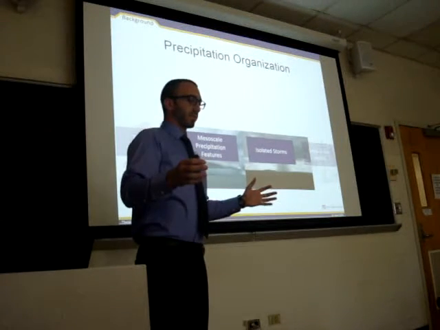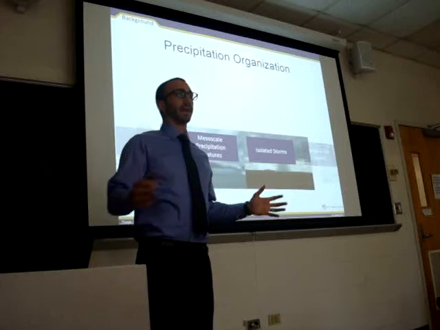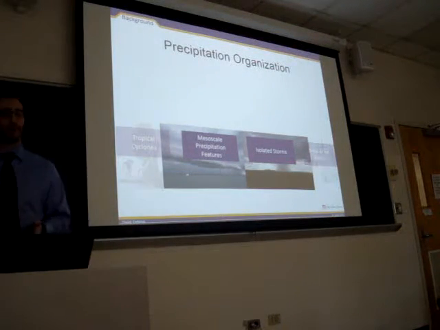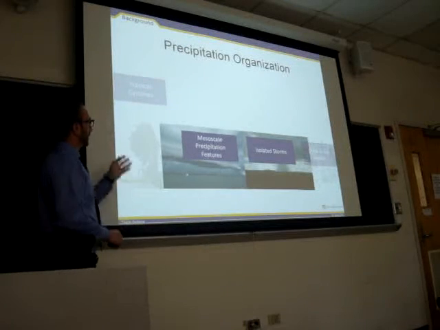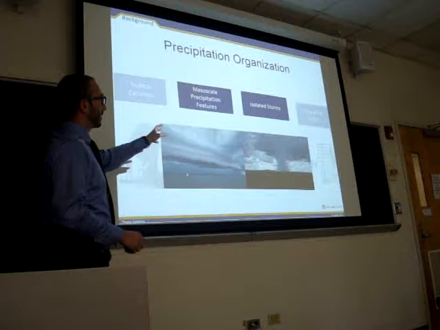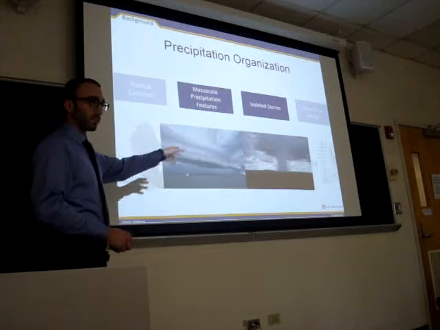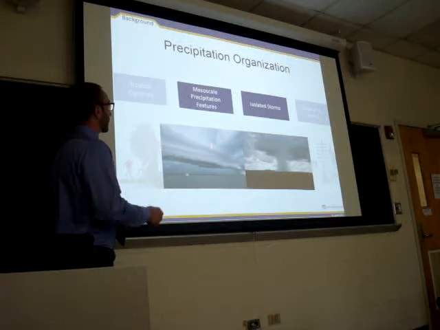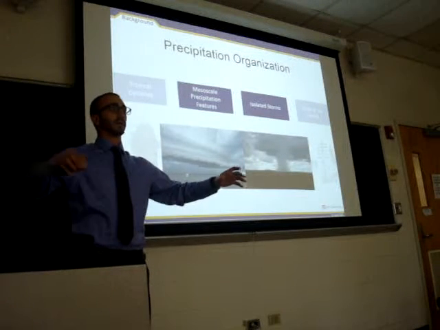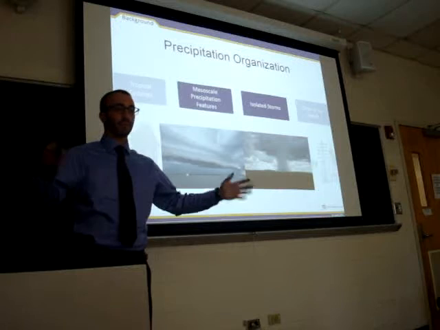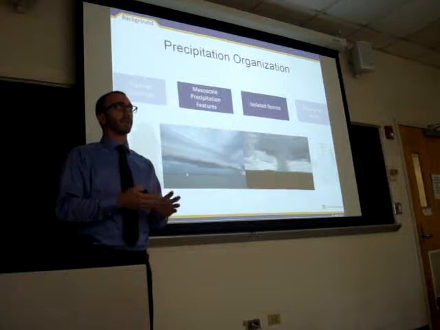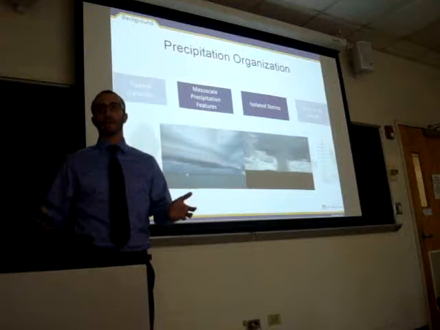So all these mechanisms cause different characteristics in rainfall. There are two main characteristics we want to focus on in our work here: mesoscale precipitation features and isolated storms. We've all had experience with these here. Mesoscale precipitation features are typically elongated, and the most notable structure of them are these squall lines that we get here a lot.